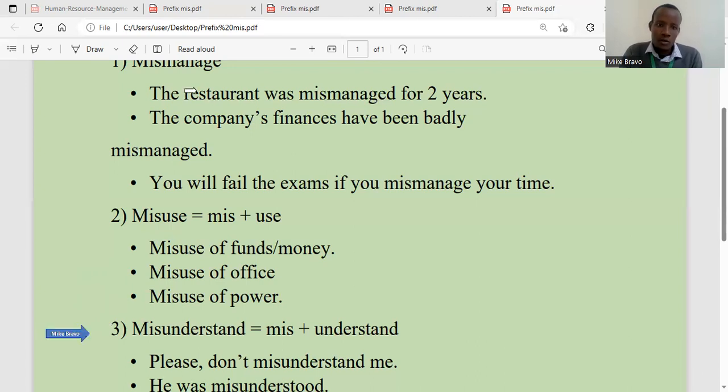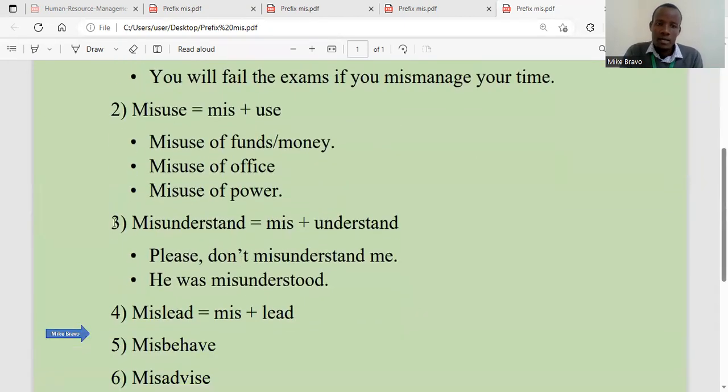And then we have also the word misunderstand. Misunderstand means basically understanding something in a wrong way. So we have the prefix "miss" plus the verb understand. So it becomes misunderstand, to understand something in a wrong way. Look at this sentence here: please don't misunderstand me. Don't understand me in a wrong way.